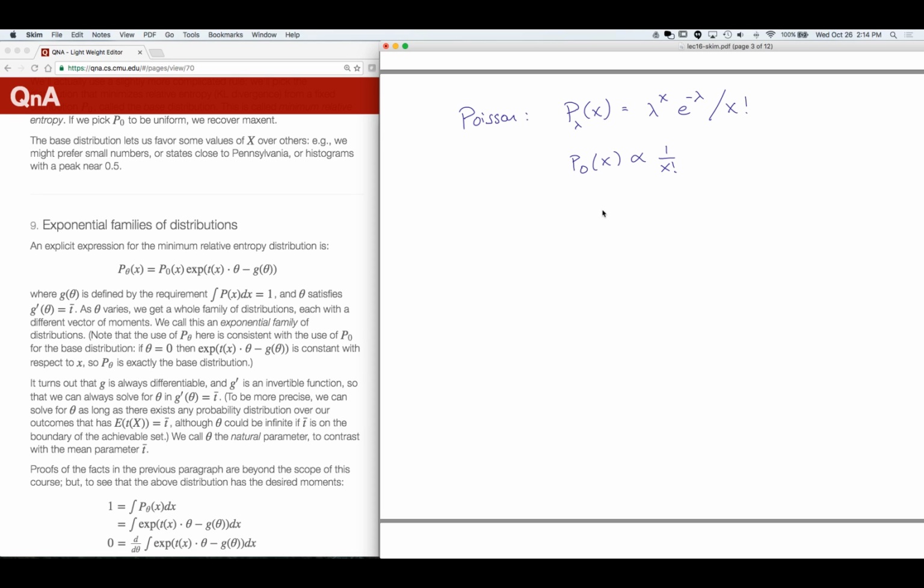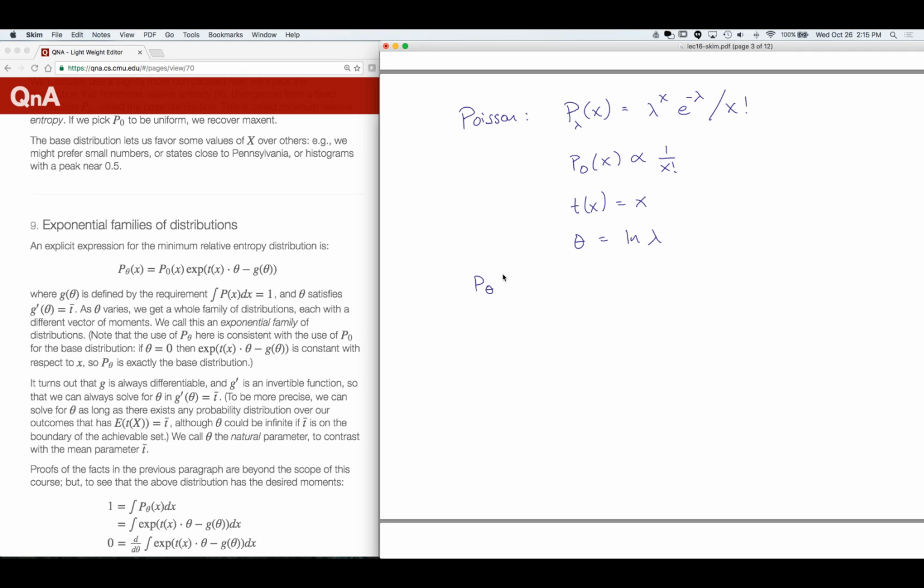And if we take our feature vector, t of x is just equal to x. And if we take our theta, I'm just going to write the right answer. So theta is going to be the natural log of lambda.